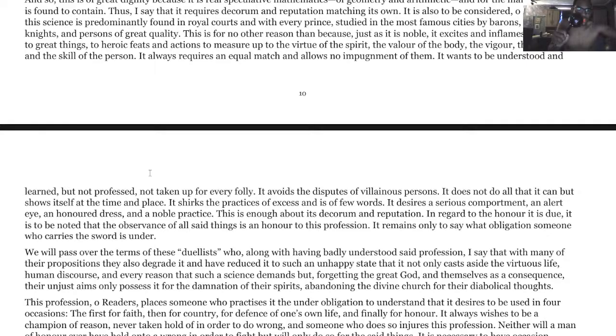It avoids the disputes of villainous persons. It does not do all that it can, but shows itself at the time and place. It shirks the practices of excess and is of few words. It desires a serious comportment, an alert eye, an honored dress, a noble practice. This is enough about its decorum, reputation, in regard to the honor it is due. It is to be noted that the observance of all said things is an honor to this profession. It remains only to say what obligation someone who carries the sword is under.